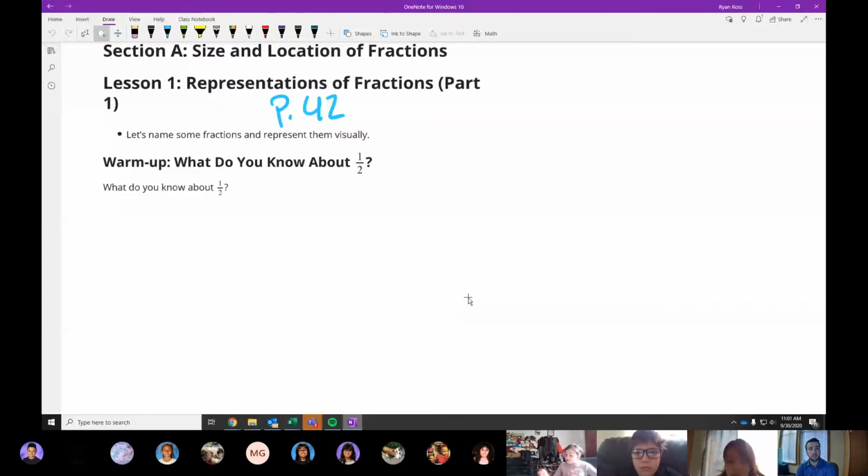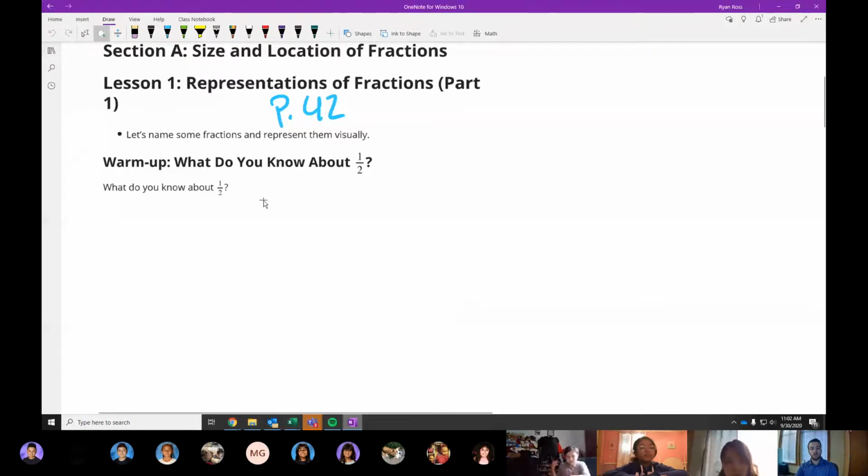So on. We're going to be using a lot of different strips of paper or rectangles or things of that nature where we can outline what fractions are, shading them to represent what 2/3 looks like, what 3/4 looks like, and so on. This first lesson is beginning to look at representations of fractions. So this warm up that we're going to do, I ask the question, what do you know about 1/2?